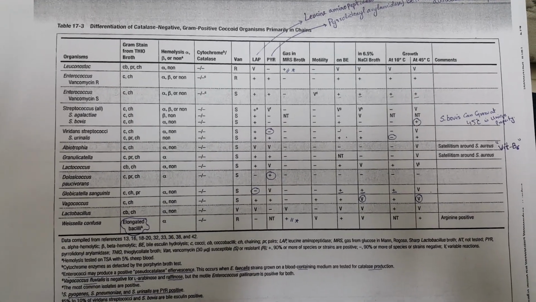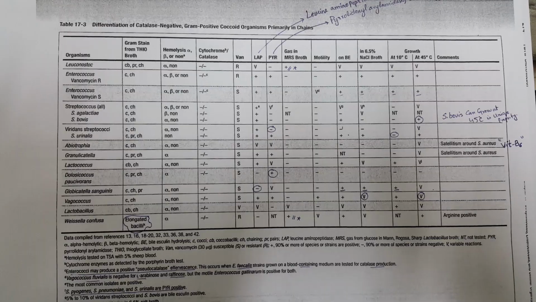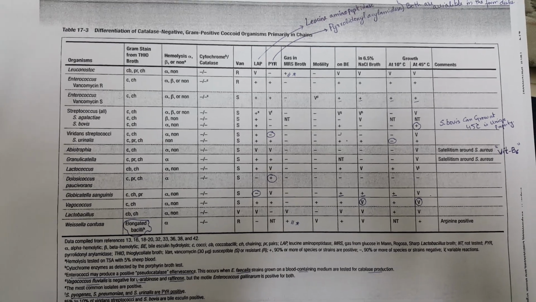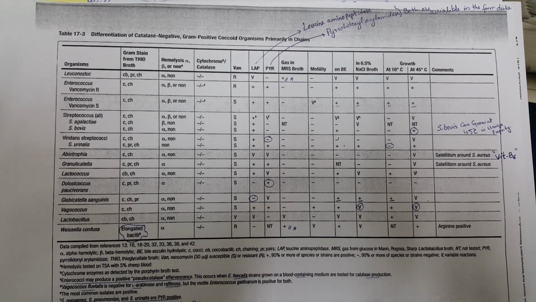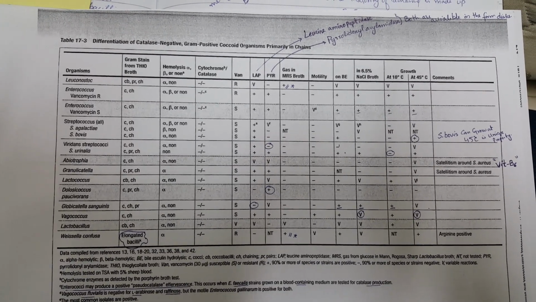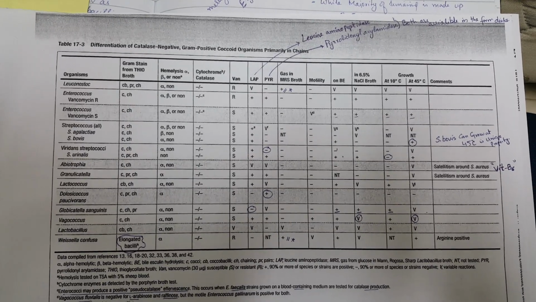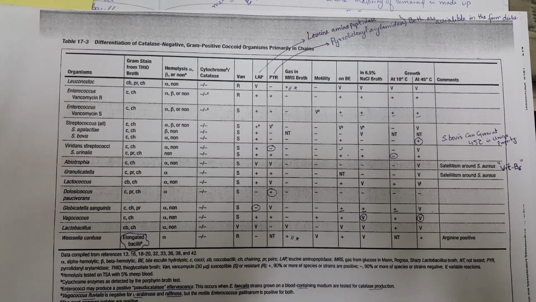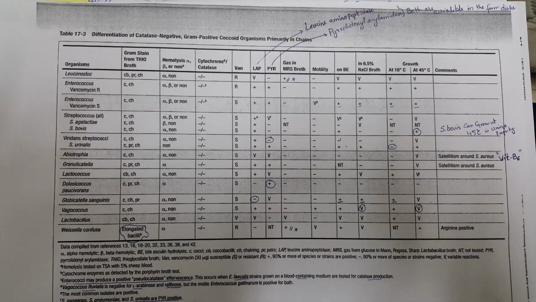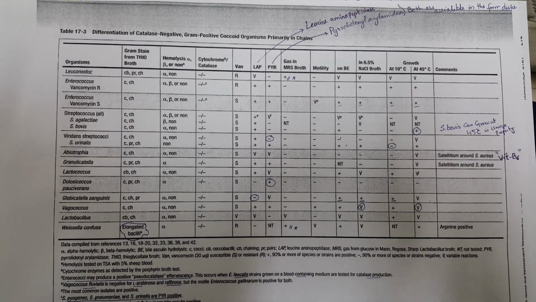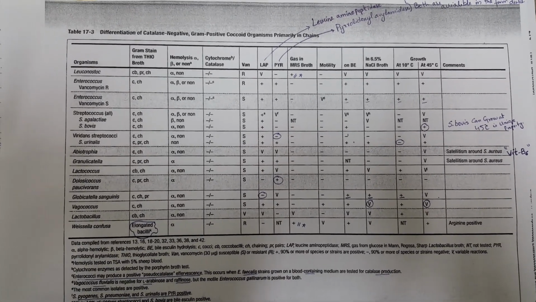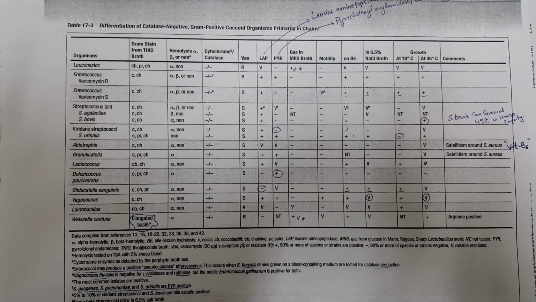If we see the table, the first column is the gram stain, and then hemolysis, catalase, then vancomycin resistance, LAP, which is leucine aminopeptidase, and PYR, pyrrolidonyl arylamidase. Both are available in the form of discs. And MRS broth for the detection of gas, motility, and also pigment, NaCl, and growth at 10 degrees centigrade and at 45 degrees centigrade.